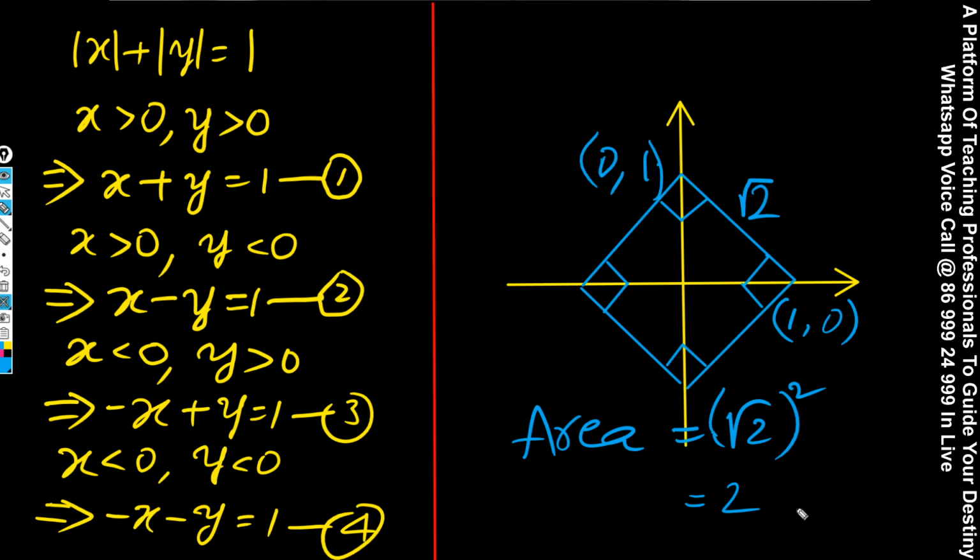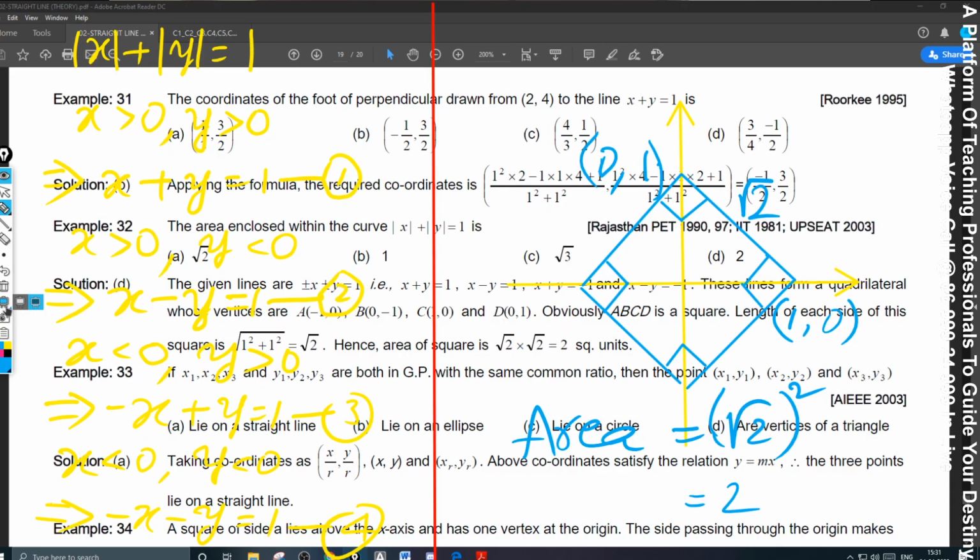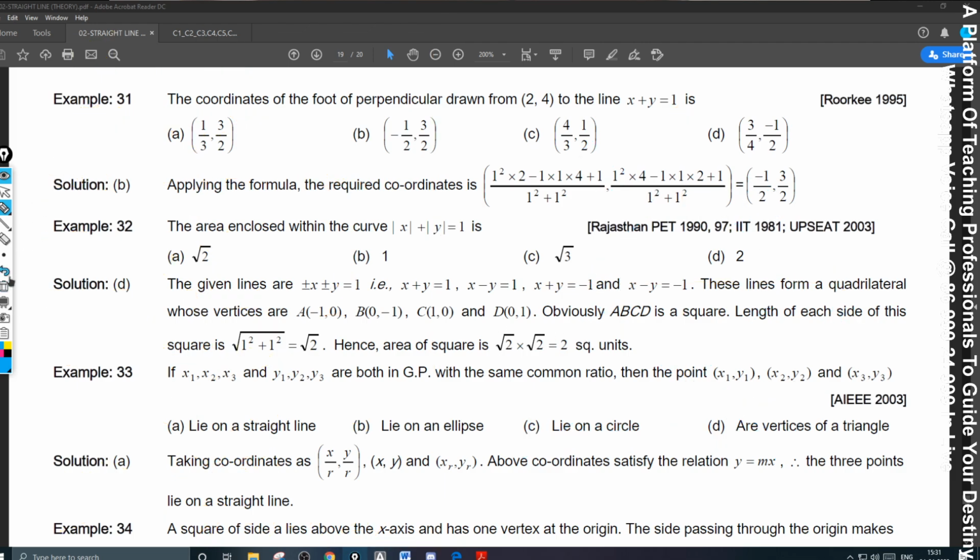That's it, please. This is the area of the square formed by the lines mod x plus mod y is equal to 1. The equation is shown to be only one, but it gives you 4 lines. Don't forget that. The answer is root 2 whole square, so it is 2 square units. So 2 is the answer. D is the answer here.